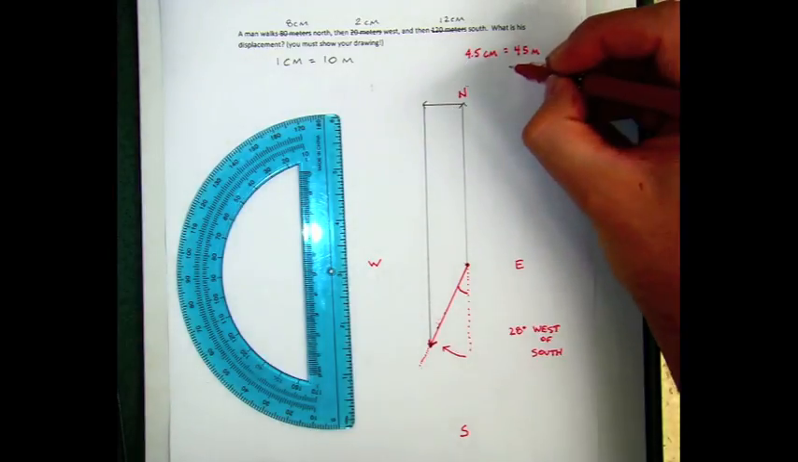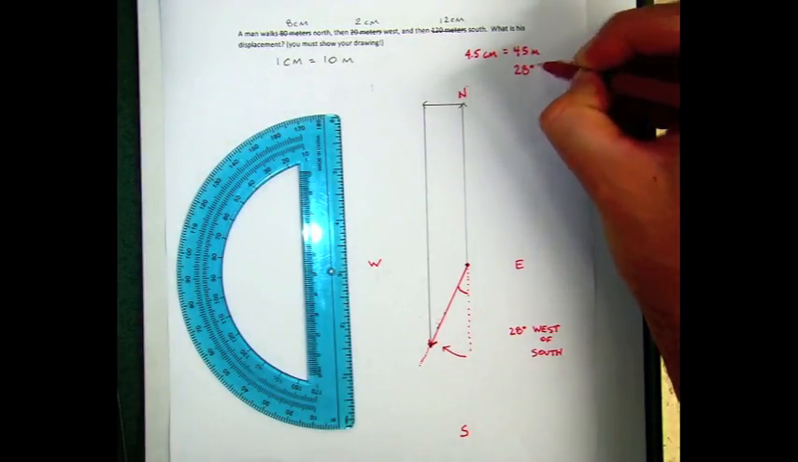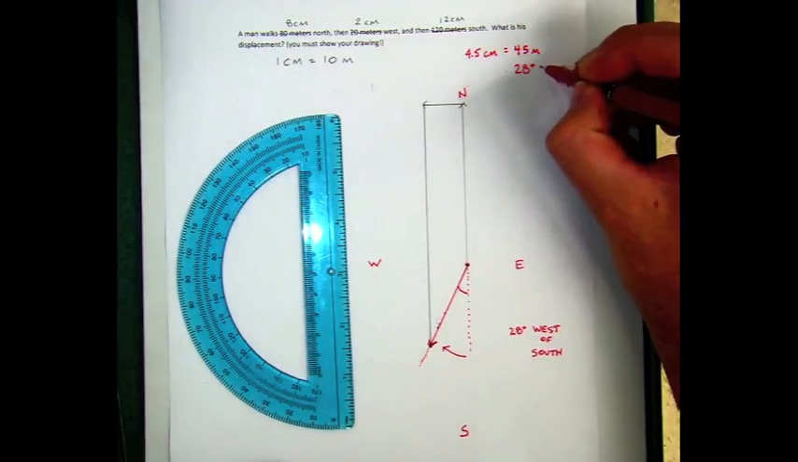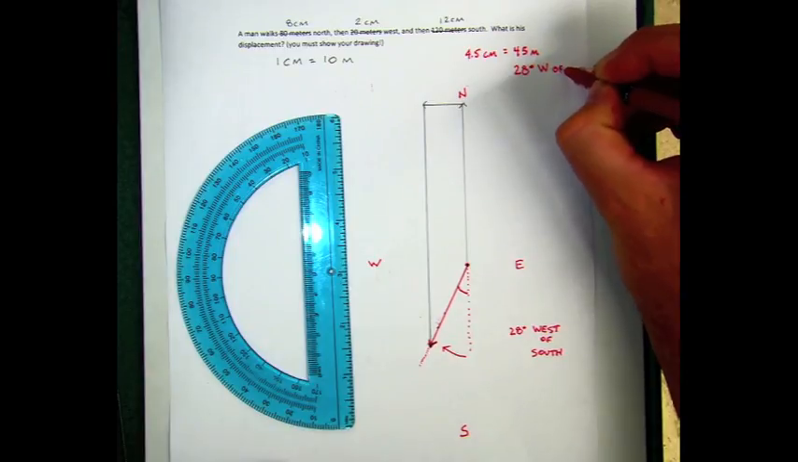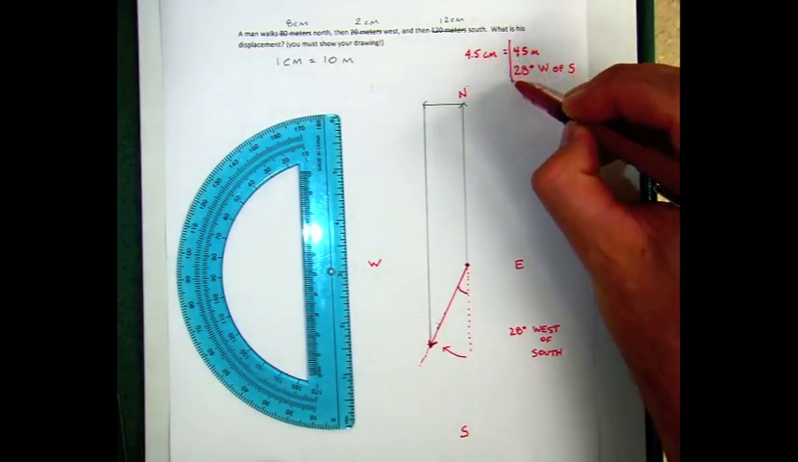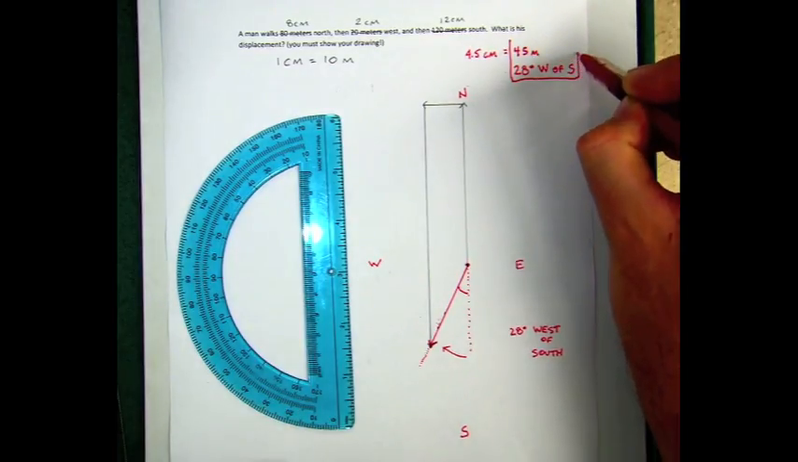Now if you wanted to do it south of west, you can measure the other angle, which would be 90 minus 28. But for this example, we just measured it as 28 degrees west of south. And so the resulting vector would be 45 meters, 28 degrees west of south.